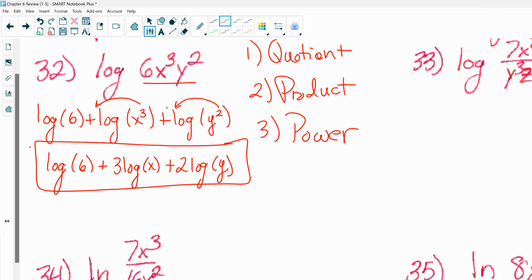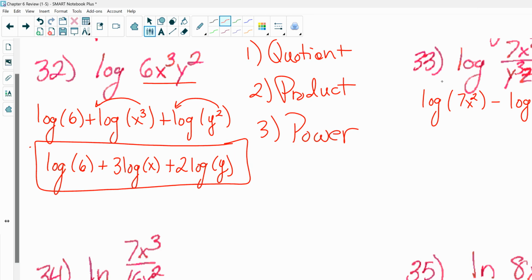Now 33, quotient first. We do have something being divided, so we can break it up into log of the top minus log of the bottom. Log of the top minus log of the bottom is our quotient. Questions on quotient?